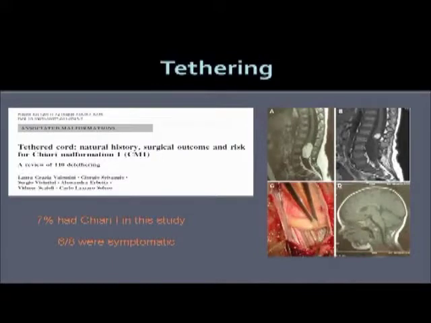Again, with tethering, there's been quite a bit published on the topic, and this particular paper was looking at tethering and Chiari 1 malformation. Out of 110 detethering patients, only 7% had a Chiari. In this, 6 of 8 of the total number of patients were symptomatic from that lesion. So it's not a particularly common thing.